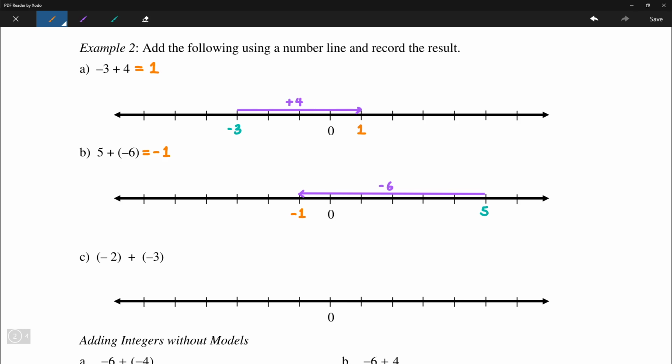Okay, and finally, we start at a negative integer, -2 in this case. And then if we're adding a negative integer, which causes us to move to the left, in this case 3 spaces, we end at -5.